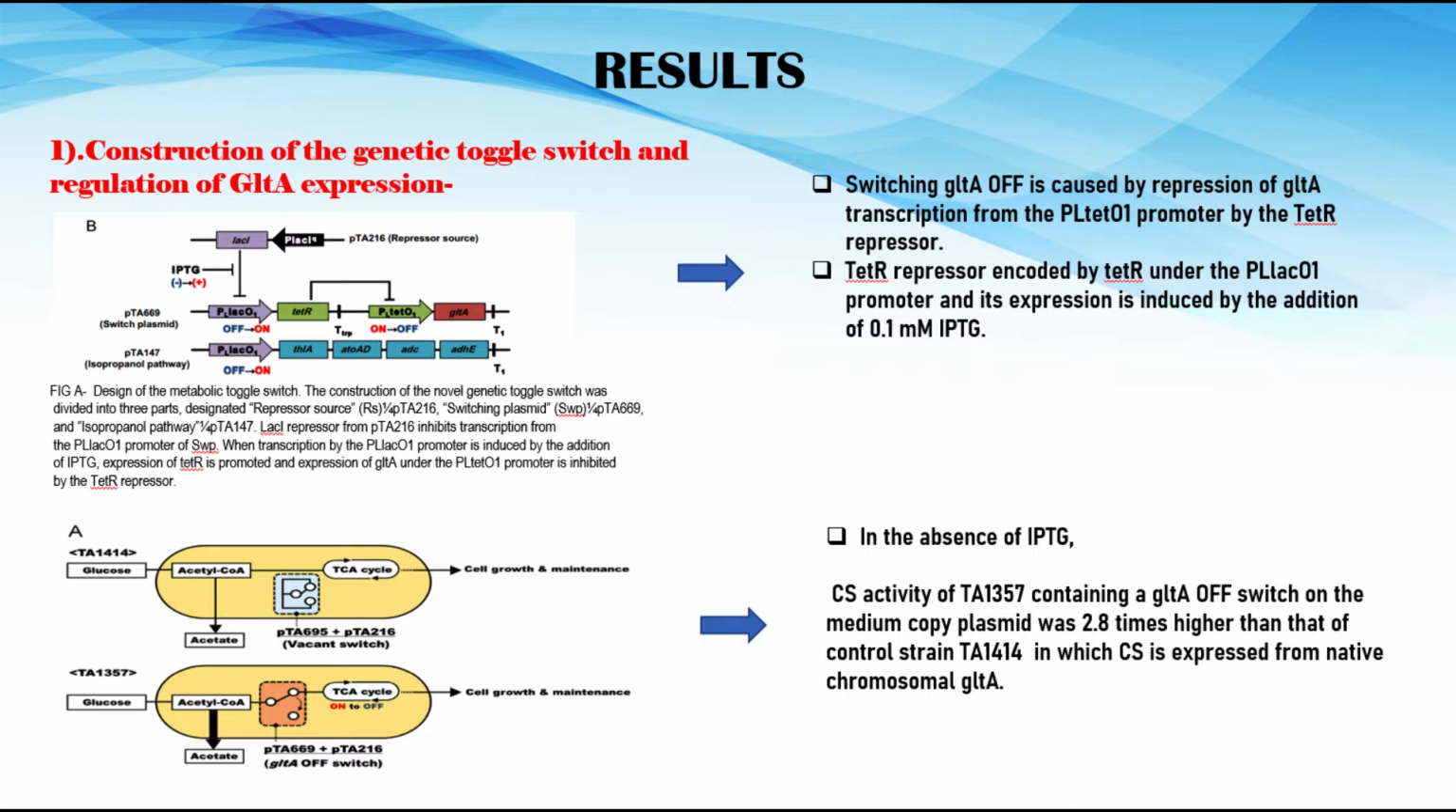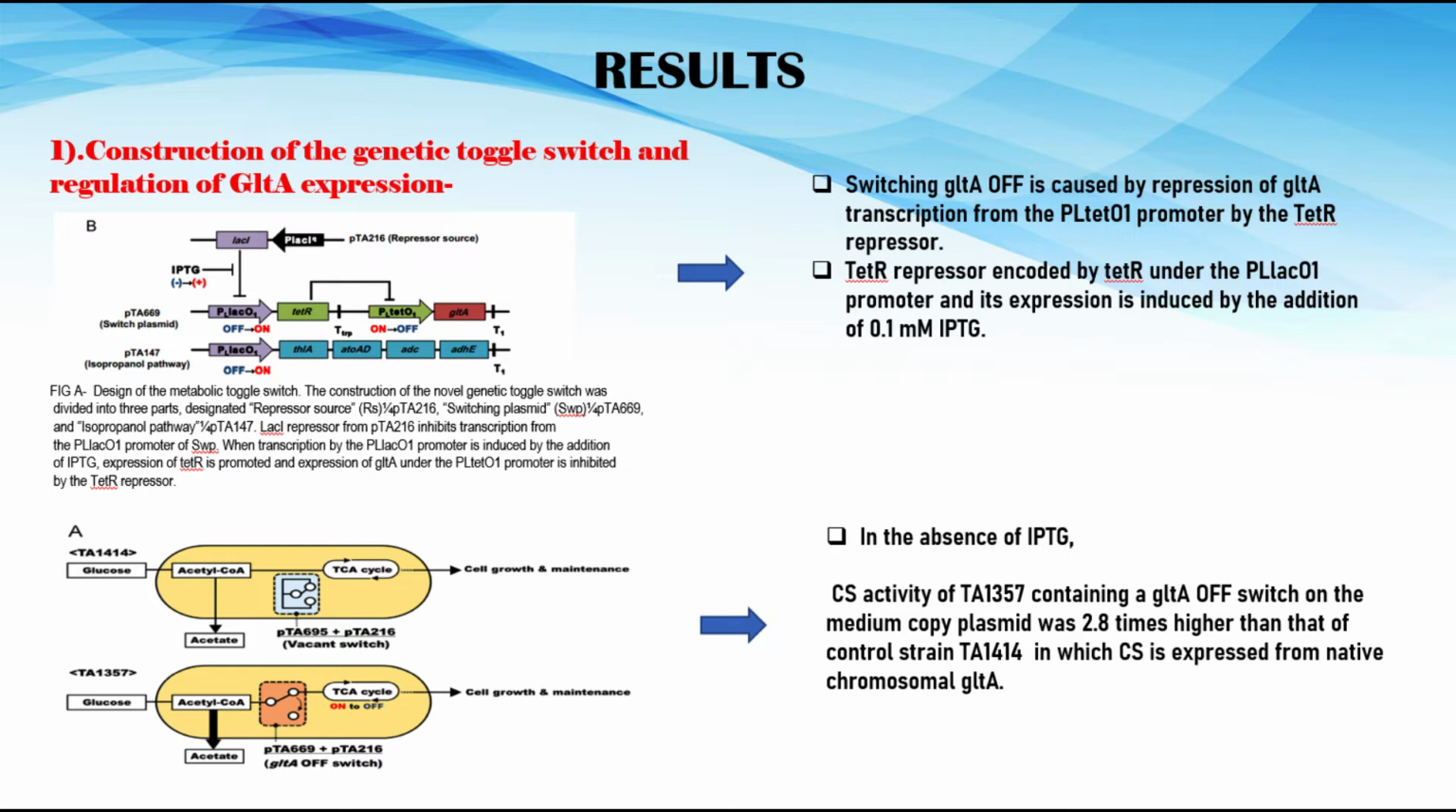In this, the switching of GLTA off is caused by the repression of GLTA transcription from the PTET-O1 promoter by the TET-R repressor. This TET-R repressor is encoded by the TET-R under the PLAC-O1 promoter, and its expression is induced by the addition of 0.1 millimolar IPTG.